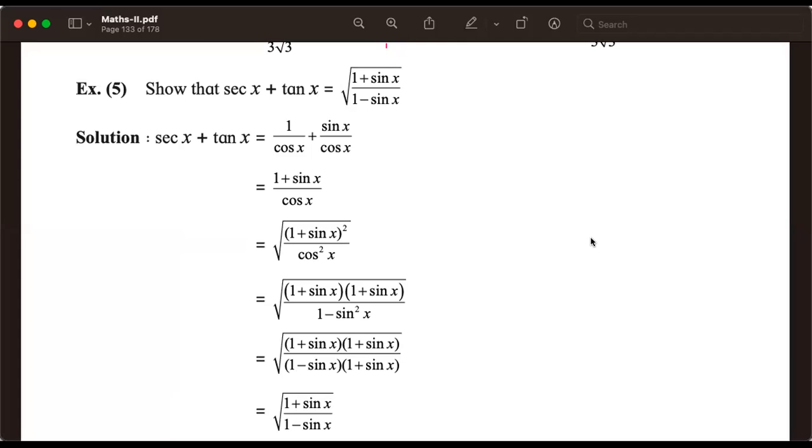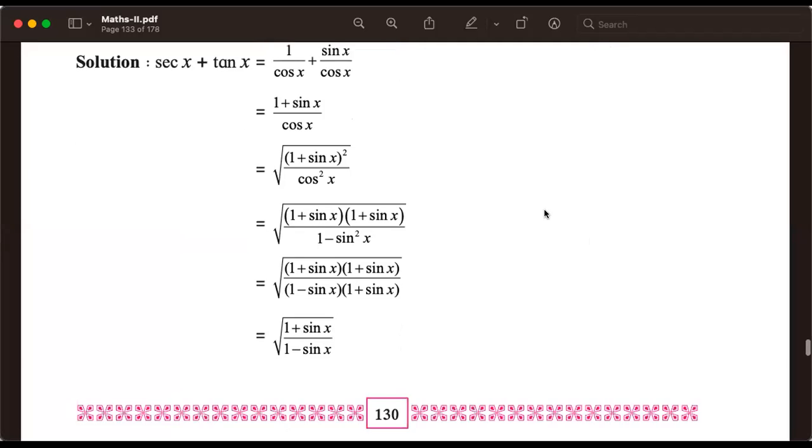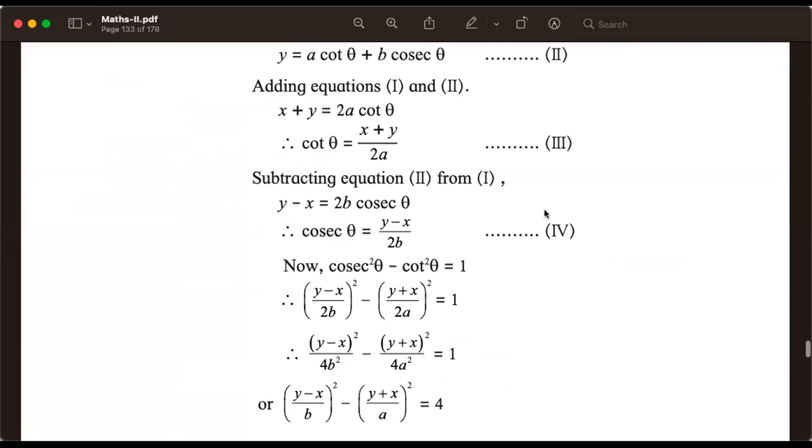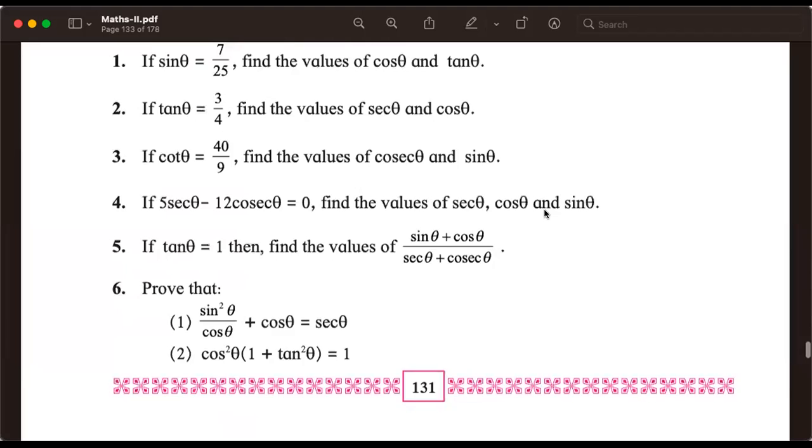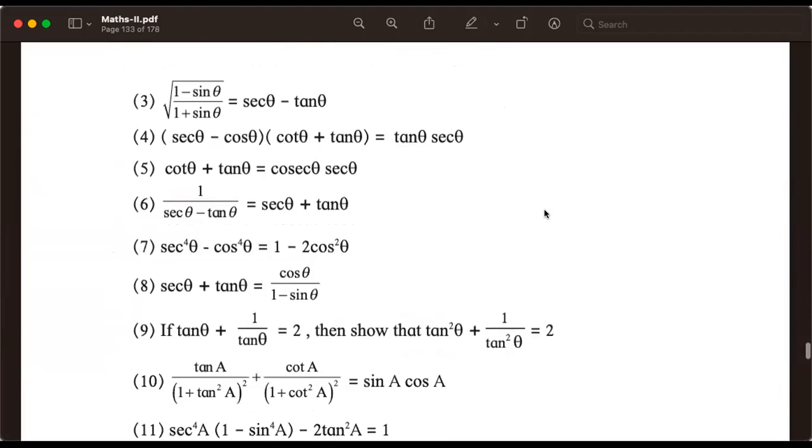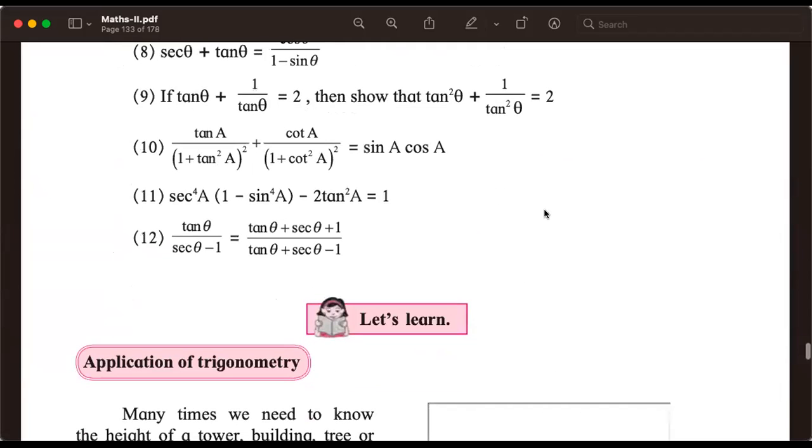If nothing works, if we are not able to solve it in any other method, then what we will do is we will say let theta or let x equal to 45 degrees, then write the value of the ratios and then prove that LHS equals RHS. These are the methods that we discussed. We solved all these questions. I've sent you all the solutions.